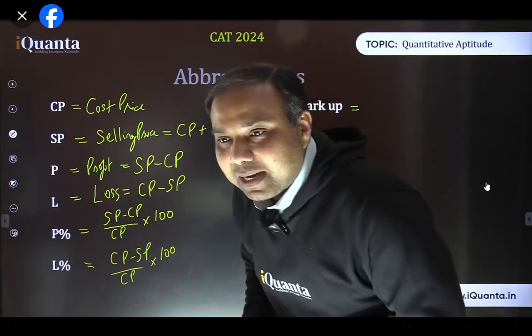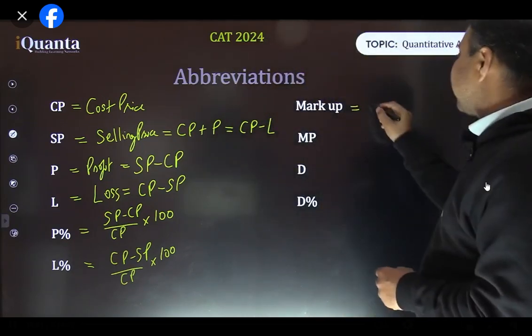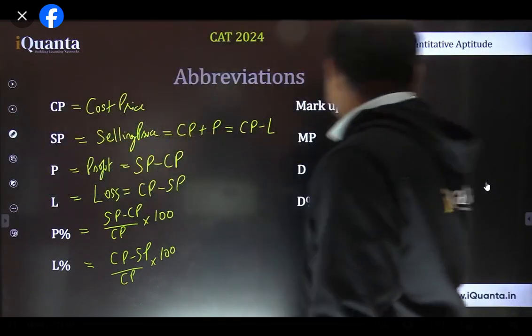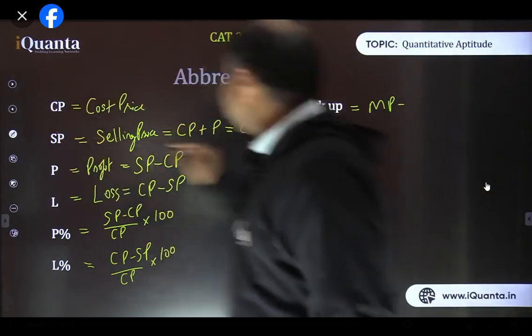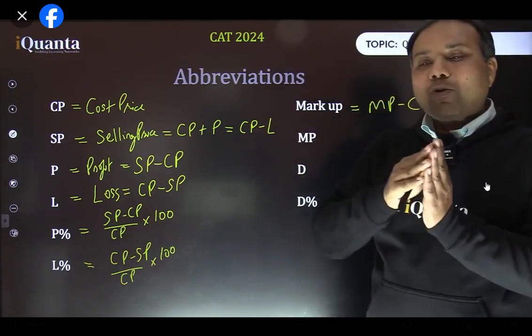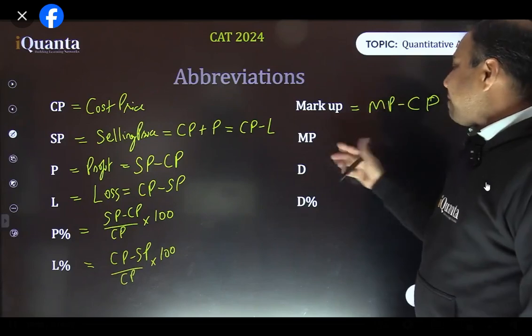Yes, MP minus SP is not correct. Devanshu, it's MP minus CP, right? It's MP minus CP. See, this is MP minus CP. That is markup. Markup means by how much the CP has been increased to reach the mark price. This MP is the mark price.